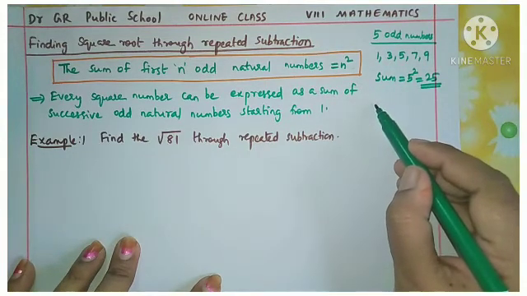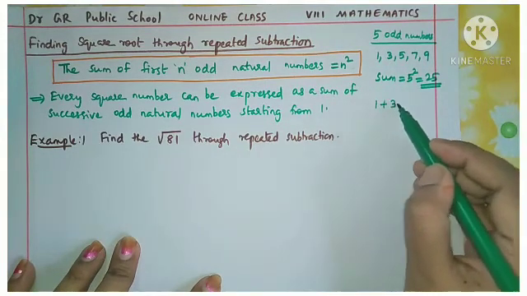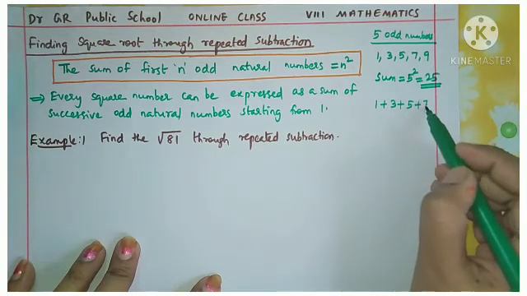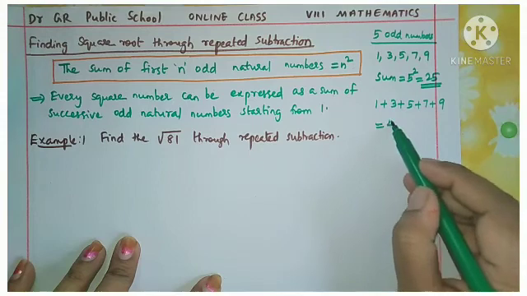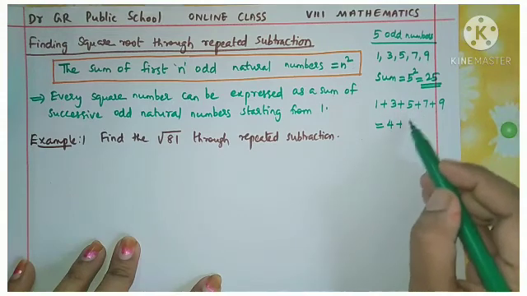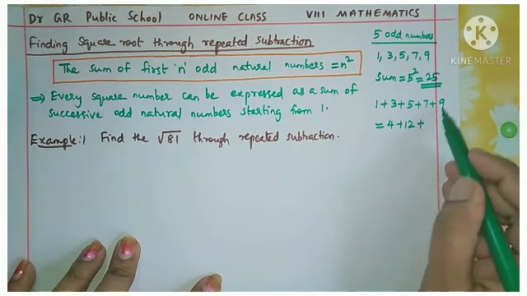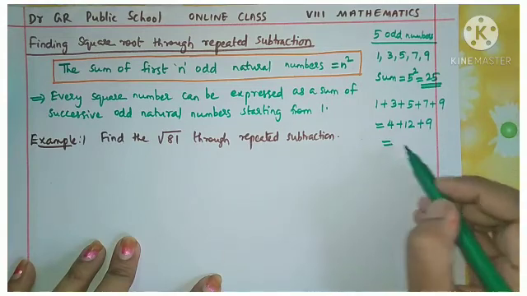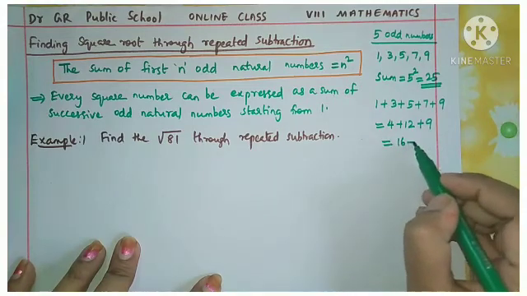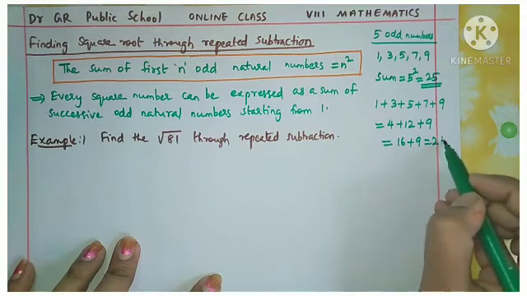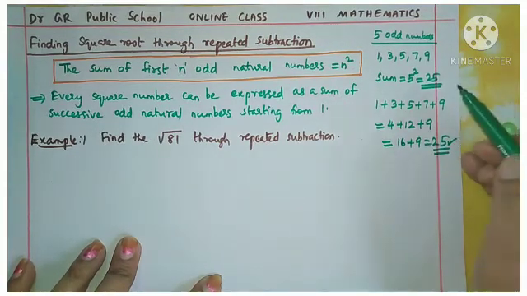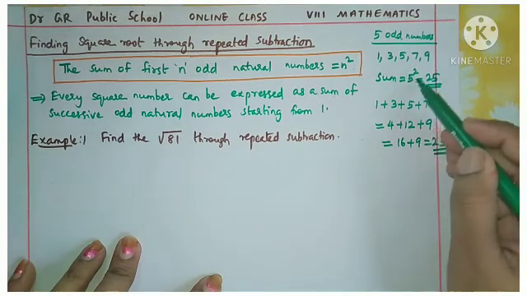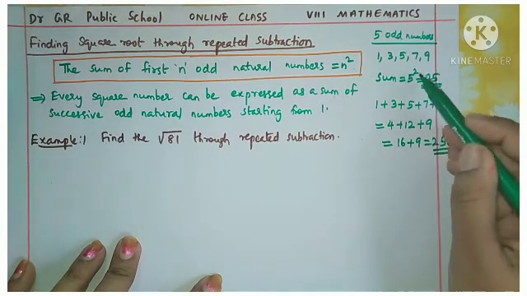So we can check: 1 plus 3 plus 5 plus 7 plus 9. What is 1 plus 3? 4. What is 5 plus 7? 12. Then 9. Now add this 16 plus 9. Yes, it is 25.